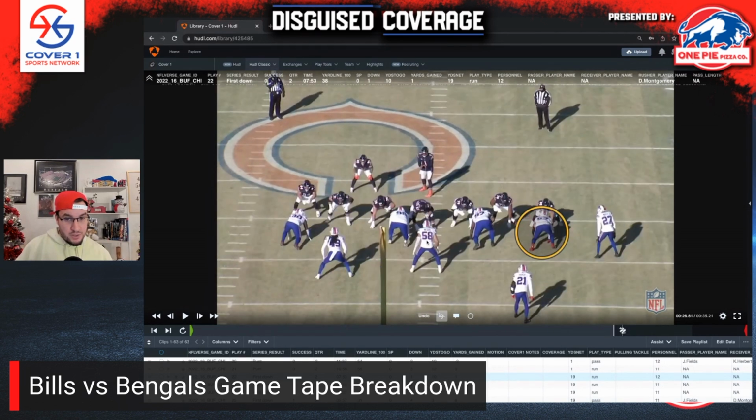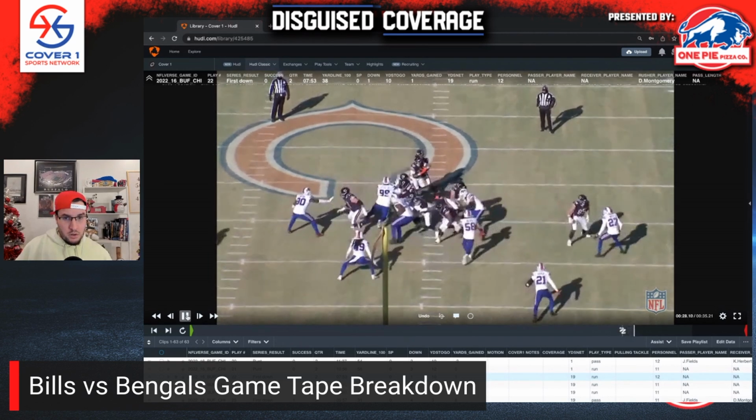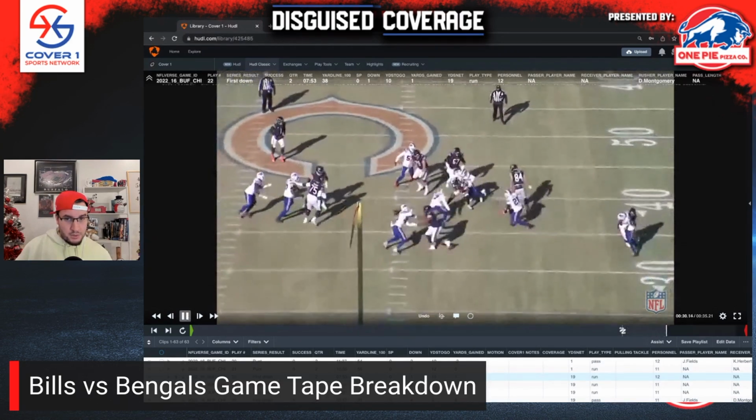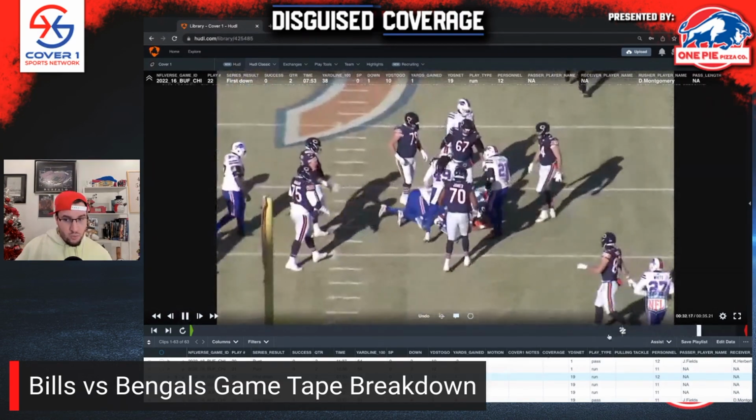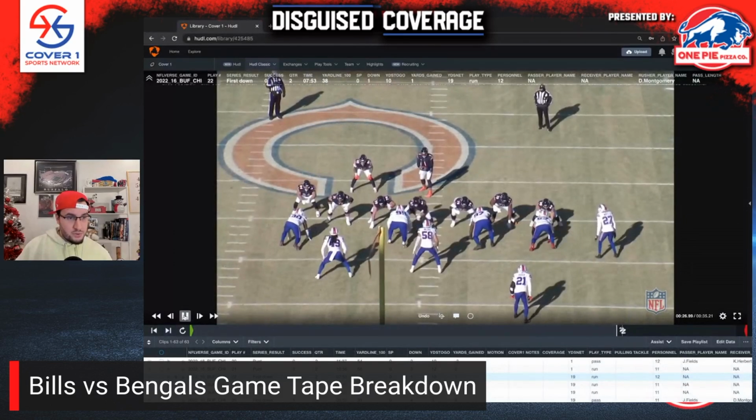And then you've got Matt Milano. Watch Milano. He reads this play. He gap exchanges and reads what's going on in front of him. Slides to the other side. Also, you can watch Tim Settle here, showing some really good hustle to chase this down from the back end. Boom. Defending the run with a light box. You get that penetration early, rally, tackle to the football. You see all the Bills defenders swarming.